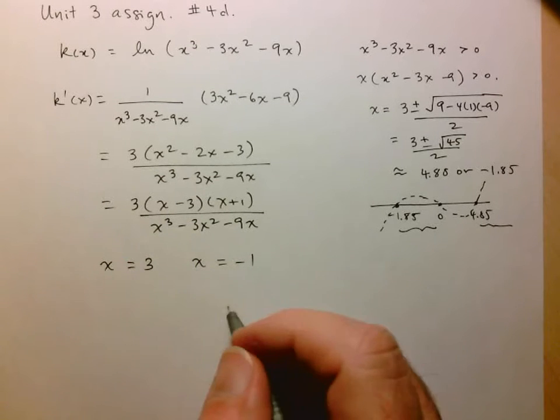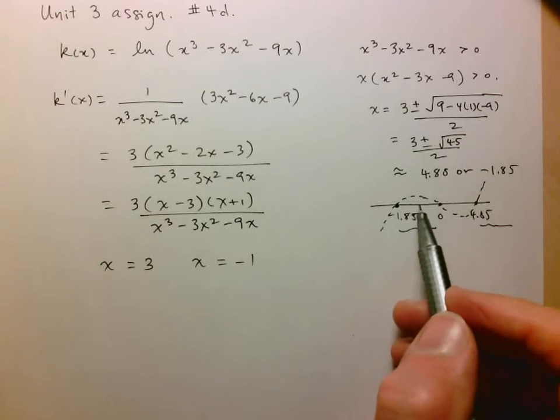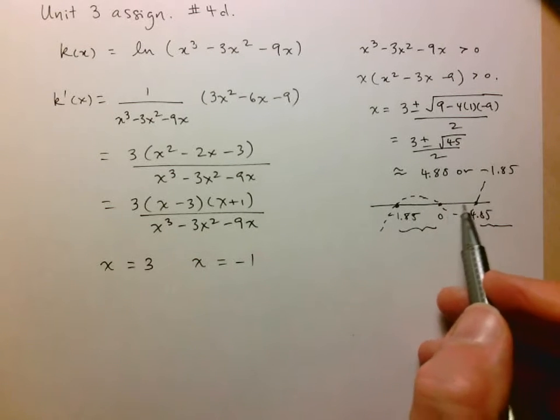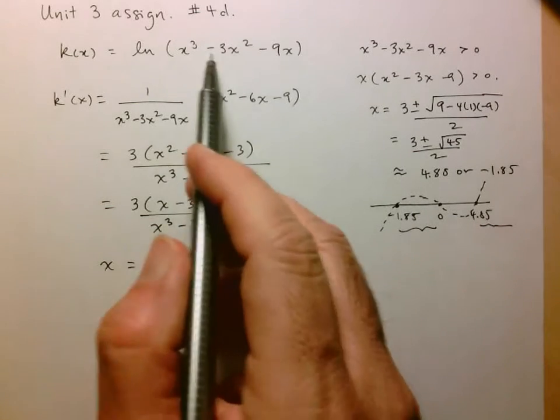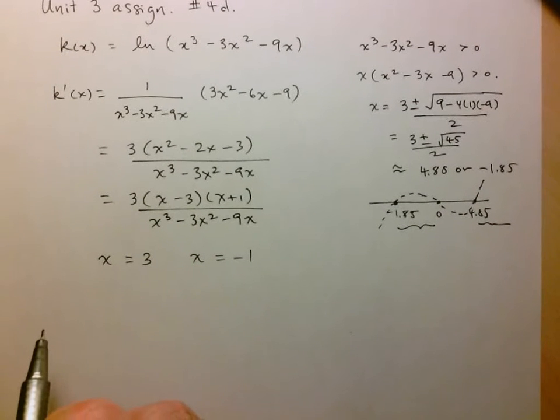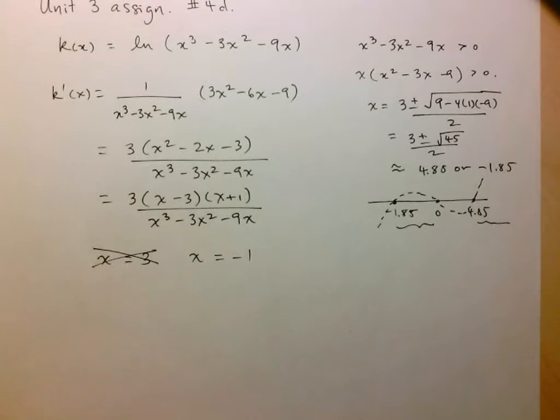Okay, and we take a look. -1 is in the domain of the function, but 3 is not, because it makes this input negative and hence can't be in the domain of the function. You can't take the logarithm of a negative number. So there we go. We're left with only one critical point.